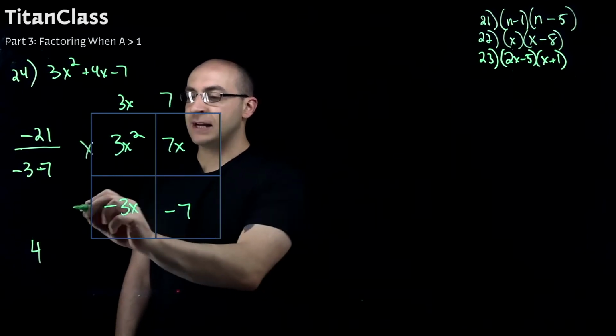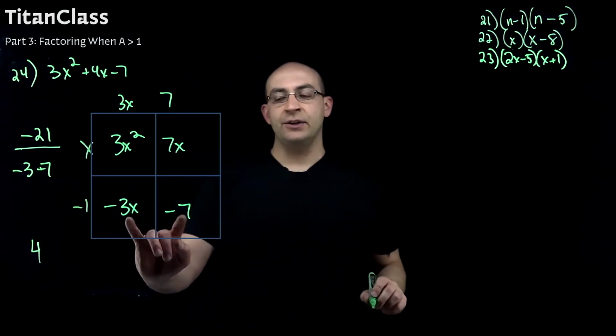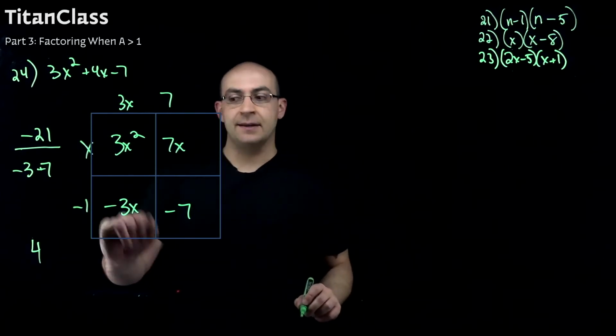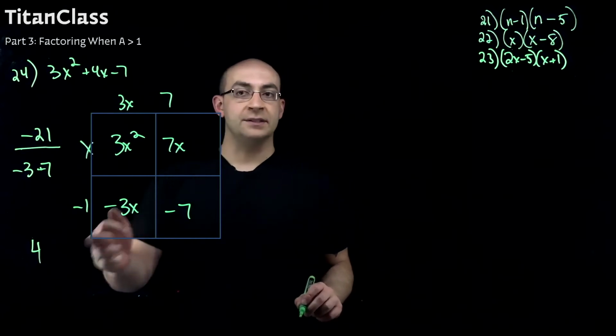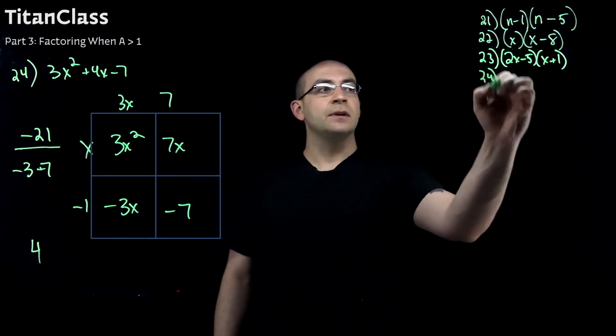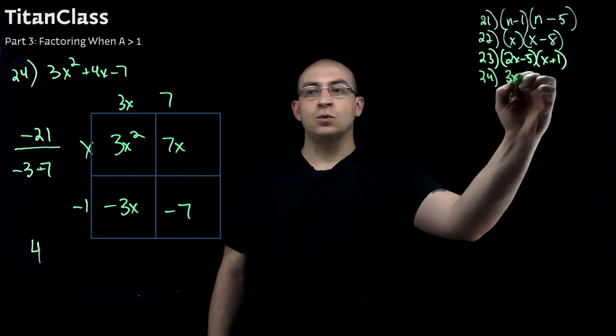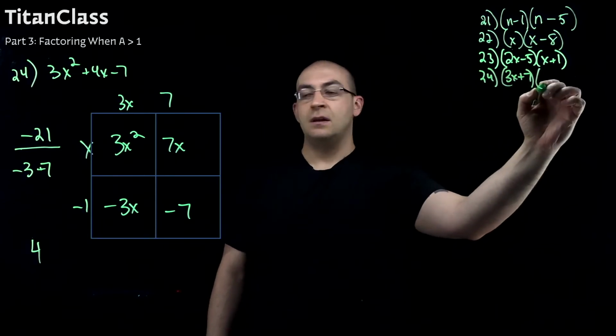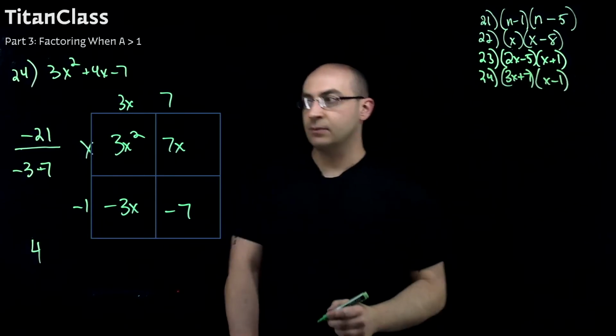Negative 1, tricky. No number value, no x comes out, but the negative leads. Negative has to come out and a 1. This is a good problem. 24 is 3x minus, 3x plus 7 and x minus 1. That's a good problem.